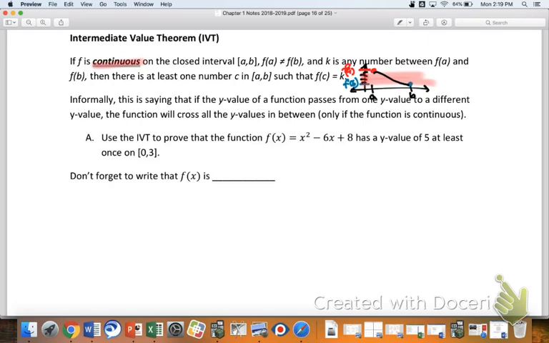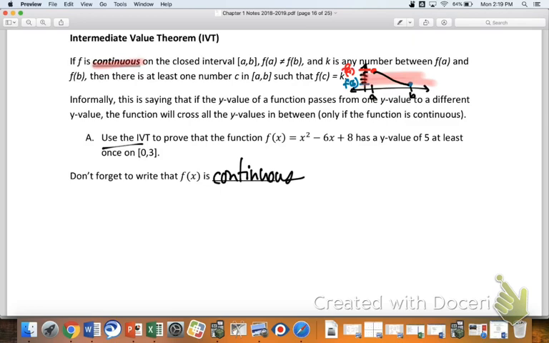So why don't we take a look at A. A says use the IVT. That's a really key phrase. This is similar to your notes. Prove that the function has a y value of 5 at least one time on [0, 3]. And don't forget to write that f of x is continuous. If you're going to try to use the IVT, you better say that. We'll work on how that would be woven into the explanation.